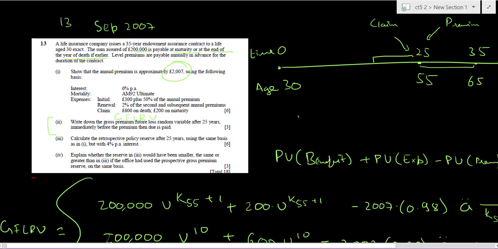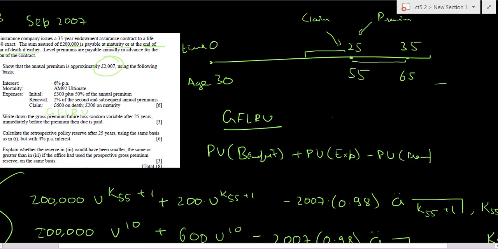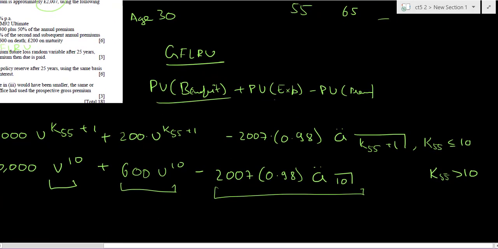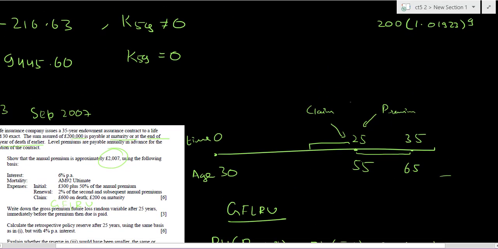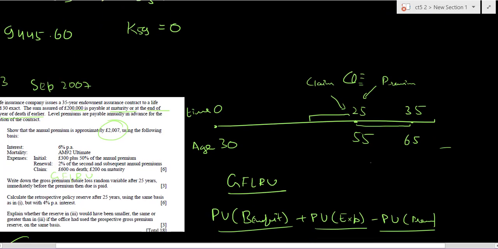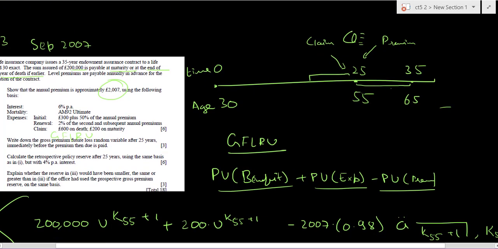So now we need to give an expression for the gross future loss random variable. The gross future loss random variable is nothing but the PV of the future benefits plus the future expenses minus the future premiums, right? So you're standing at this time, and you'll only be looking in the future. When you look at the future, you'll see two things: either this person can die during this duration, or he can survive till here. If he dies during this time, he gets the death benefit at the end of the year of death, and if he survives, he gets the maturity benefit at the end of the term.